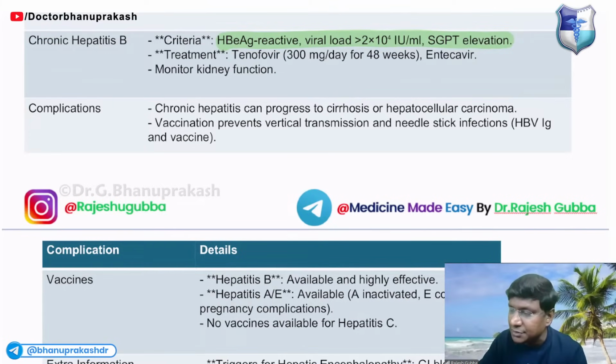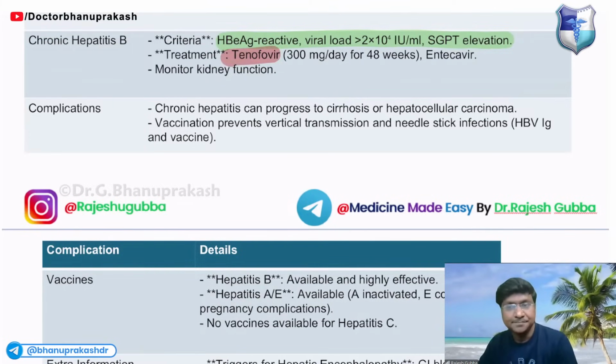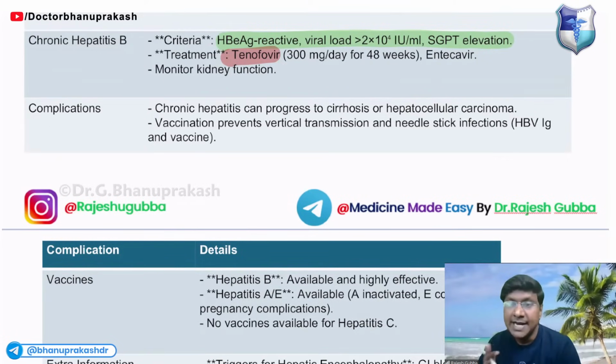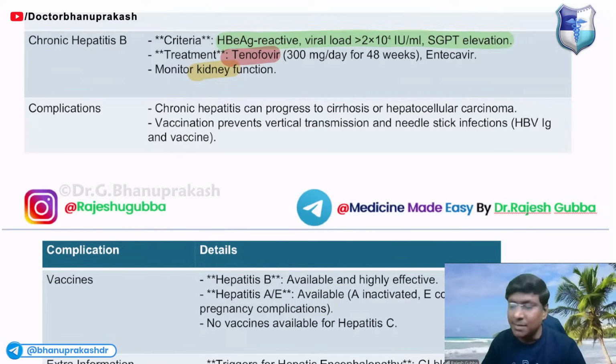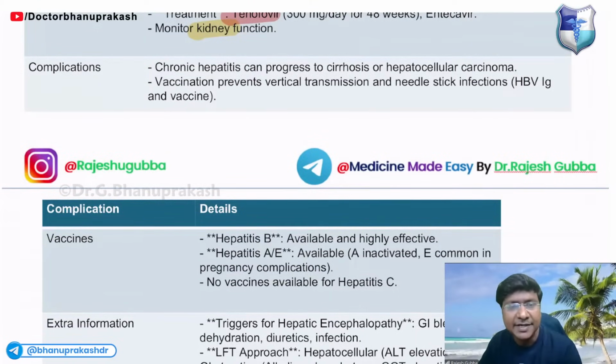And which antiviral drug will you start? That is tenofovir. And for how long will you give it? 300 milligrams per day, 48 weeks you will give. And whenever you're giving tenofovir, what do you need to monitor? You need to monitor the kidney function. Okay, so this is about the treatment of the hepatitis. And what is the complication? Viral hepatitis is the one which will be causing cirrhosis as well as hepatocellular carcinoma.